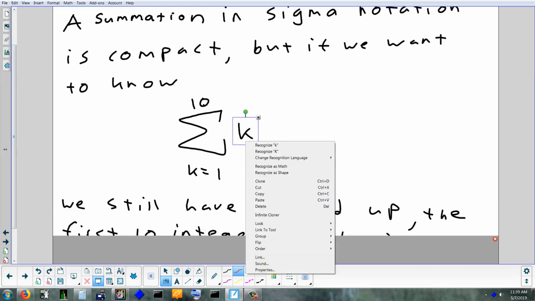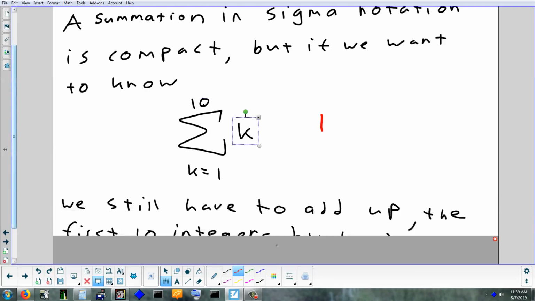Formula is just k. Plug in 1 for k. 1. Okay? Plug in 2 for k. 2. Plug in 3 for k. 3. 4. I mean, even just writing this down takes a while. That's why I'm just going to put it dot, dot, dot. But that's a very common pattern. How do you add up all the numbers from 1 to something?